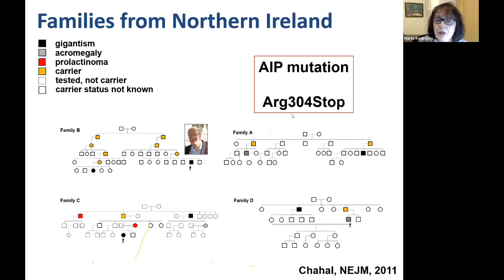He belongs to a family, and he also has a distant cousin also with gigantism. And we found that he has a mutation, this mutation I mentioned earlier in the AIP gene. But what was also interesting is that we found three other families, and all of these patients, he himself was from Northern Ireland, and all these other families were from Northern Ireland.